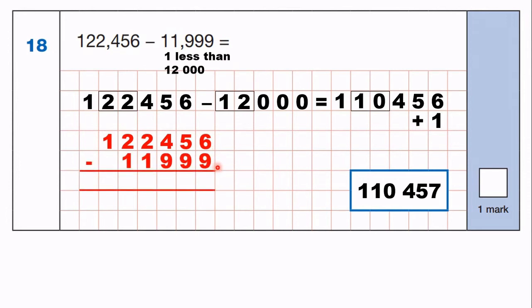So it's quicker to use adjusting for this question, but if we didn't spot that we could do that, column subtraction would still work. We can't do 6 minus 9, so we exchange, and 16 minus 9 is 7. We can't do 4 minus 9, so we exchange, and 14 minus 9 is 5. We can't do 3 minus 9, so we exchange, and 13 minus 9 is 4. 1 minus 1 is 0, 2 minus 1 is 1, and 1 minus nothing is 1, so we have our answer.